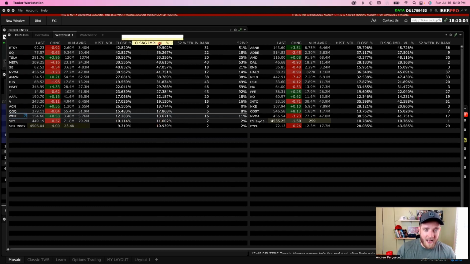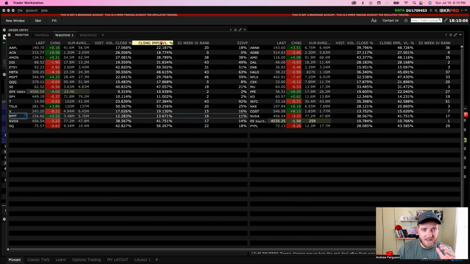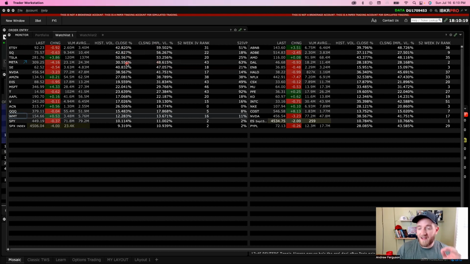So you can filter this. Again, you can go low to high, high to low, and you can see which stocks have the highest closing implied volatility and compare that again to the historical close. So right now, Etsy is super elevated, Square, Tesla, they're all above what's normal. Even Meta right there, 48% right now versus 30% normally. So it's very highly elevated, which means there's more premium in those trades for those options contracts.